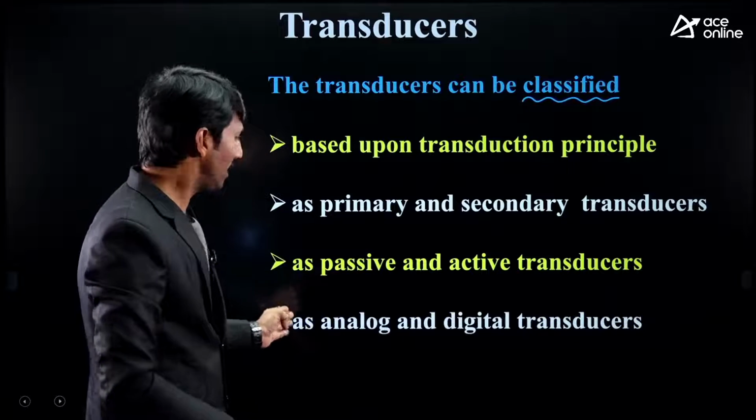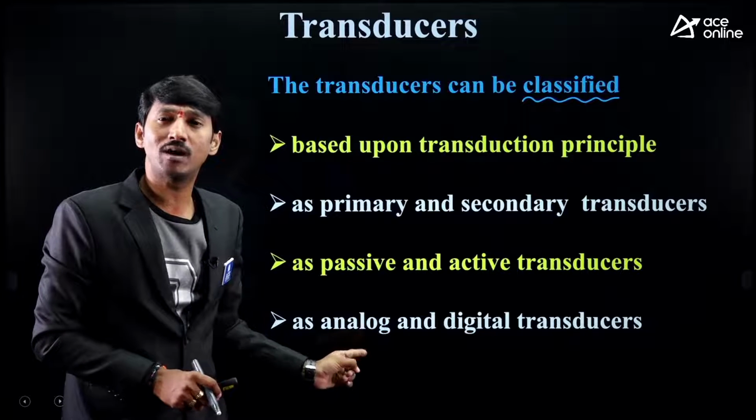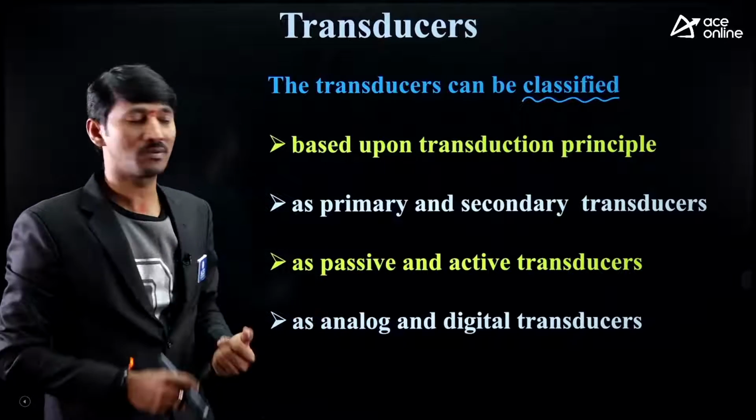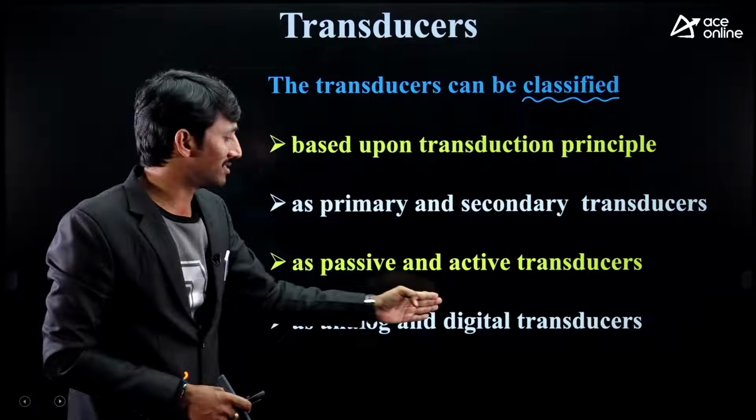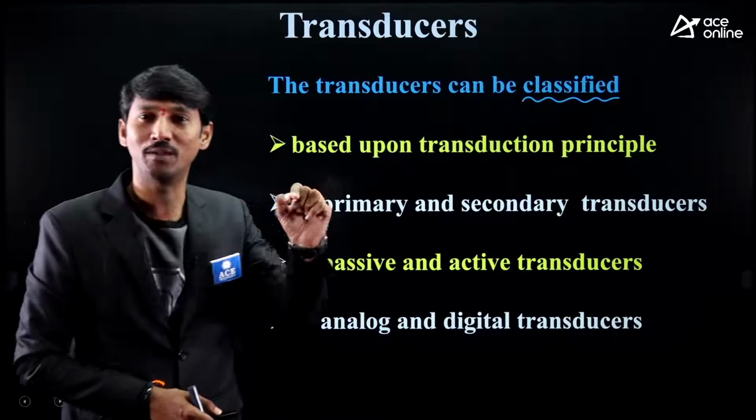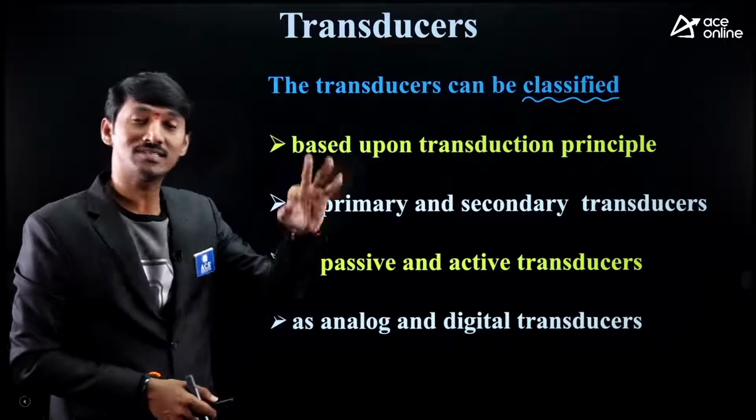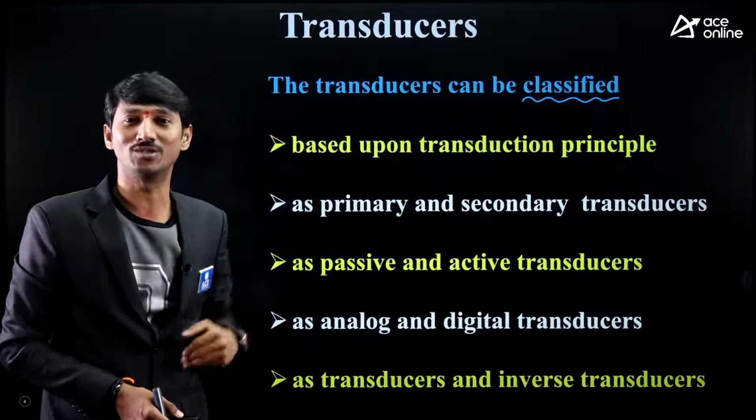Next, analog and digital. This is very, very simple. If the output is in the form of analog, it is an analog transducer. If the output is in the form of clock pulses or pulses, that is simply called a digital transducer. Very simple. Finally, very, very important, the transducers are classified as transducer and inverse transducer also.